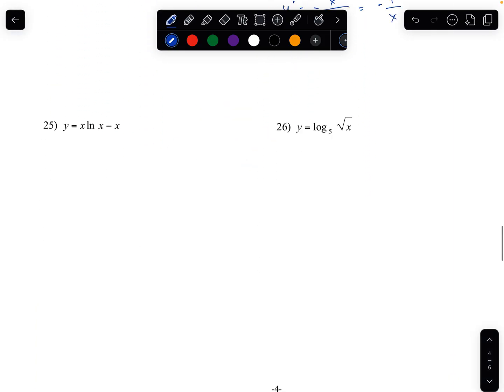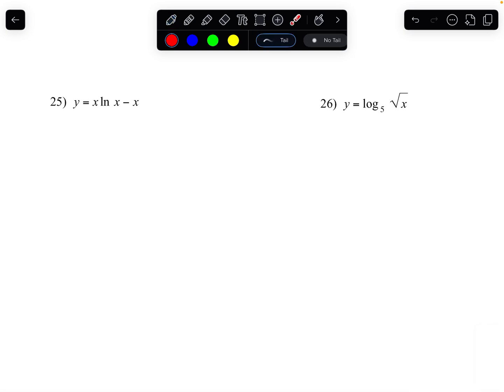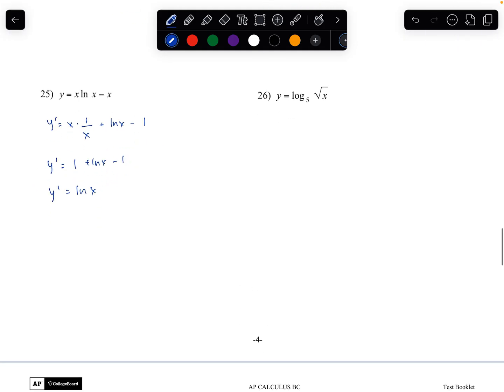All right, for 25, so we have a product here, and then we have sum and difference there. So say y prime is equal to, let's use the product rule here. So the first times by the derivative of the second plus the derivative of the first times by the second, minus 1. So that's going to be equal to 1 plus the natural log of x minus 1. So that's going to be equal to the natural log of x. No chain rule there. So, okay.